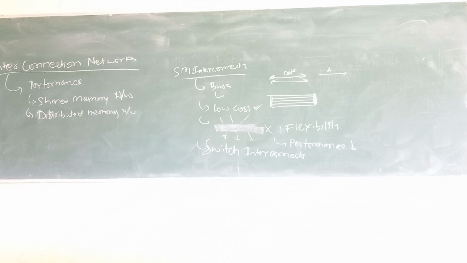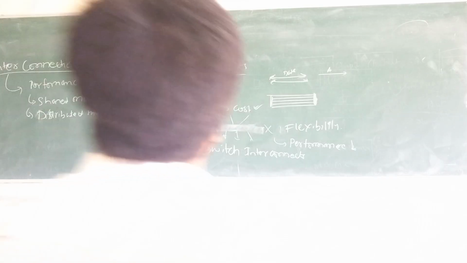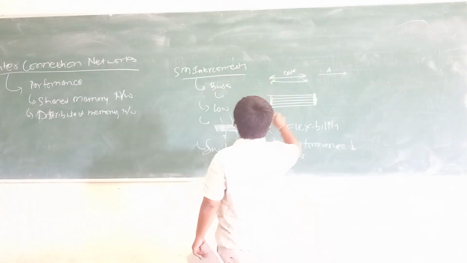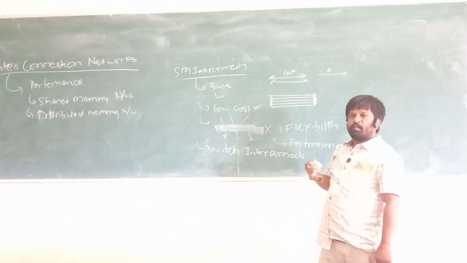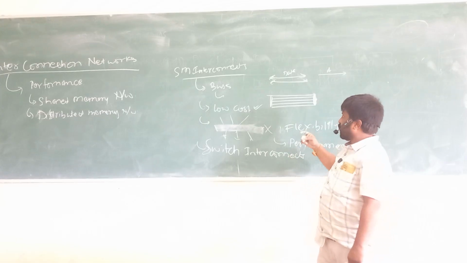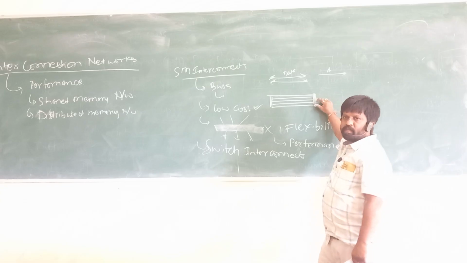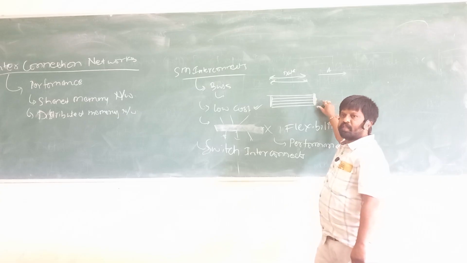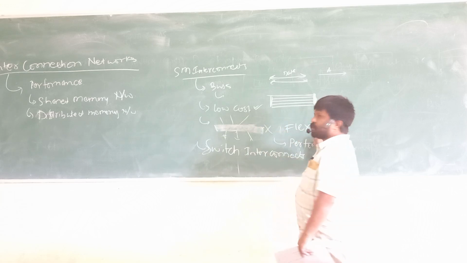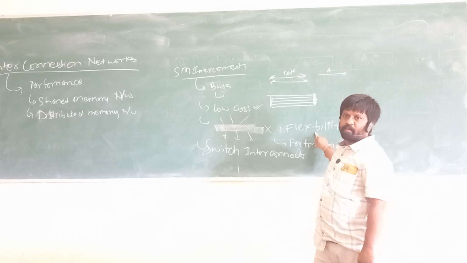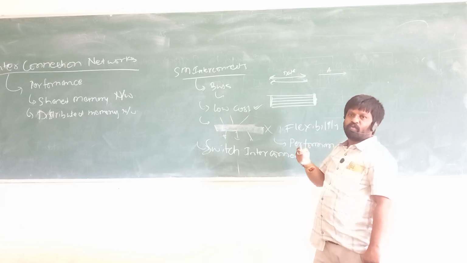In order to get a larger number of cores to communicate with one another with the help of buses, it's not possible. We'll be getting less performance there. In order to get more performance, we'll be using switch interconnects. With a bus we connect only 2 to 4 cores. If you want to use more than 10 to 20 cores with the help of a bus, it's impossible. The main advantage is low cost, but the flexibility will not be there.